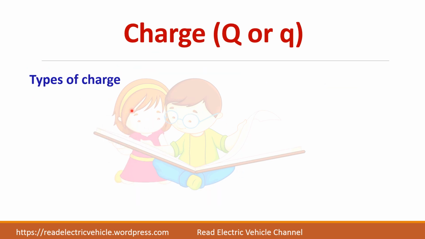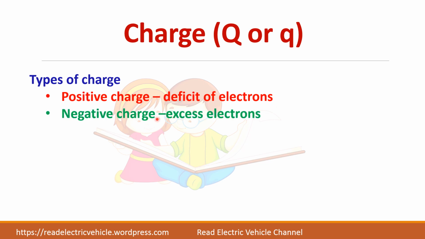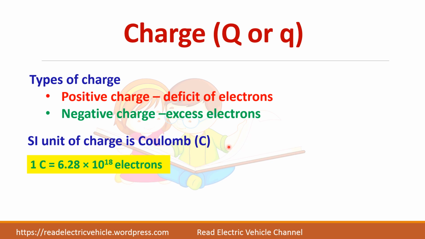So let me recall what we have studied. There are two types of charges. Positive charge means that there is a deficit of electrons. Negative charge means that excess electrons are there. And the SI unit of charge is coulomb. And 1 coulomb is equal to 6.28 into 10 power 18 electrons.